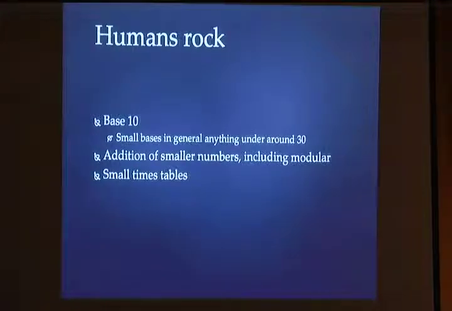However, humans rock at base 10. Any of you can multiply by 10 in one second, and you can do anything, addition, mod 10, all those things. We can actually do small bases of under around 30. For the purposes of this talk, I actually memorized the times tables of 29 by 29, because that's the base we're going to use for everything. And smaller numbers and modular arithmetic we do great with. We are not better, but we can do a lot more fancy things with it than a computer can.